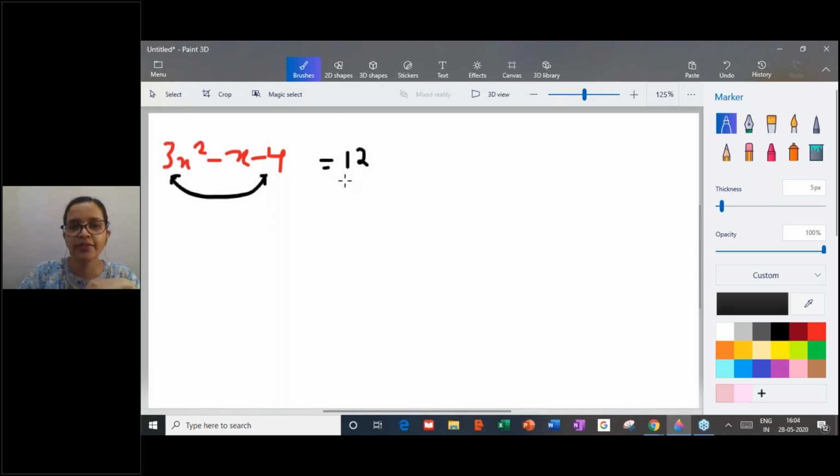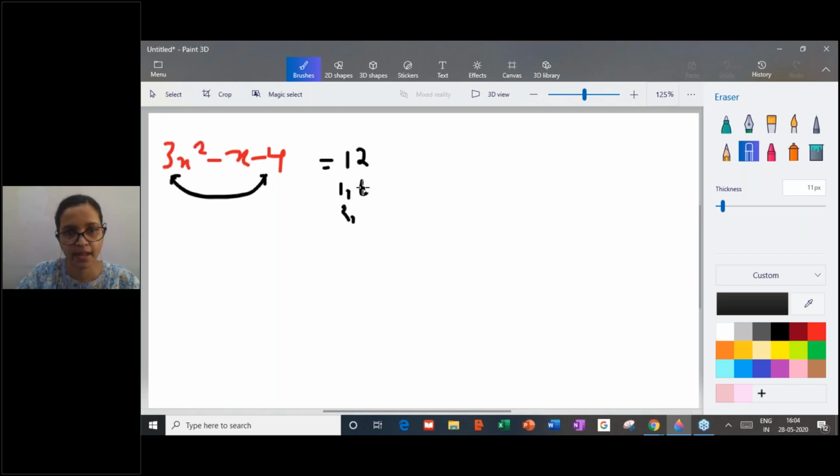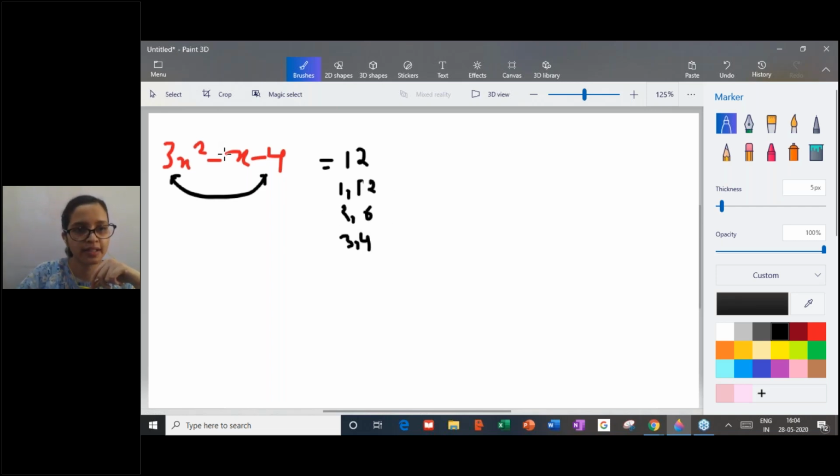So it's 12. What are the factors of 12? 1 into 12, 2 into 6, 3 into 4, correct? Out of this, which combination will give you 1? So there is 1x here, correct? Out of this 12, plus or minus, if you do, you will get either 11 or 13, correct? This, if you do, you will get 8 or 4. And this, if you do, you will get 7 or 1, correct? So you know you have to take this combination.